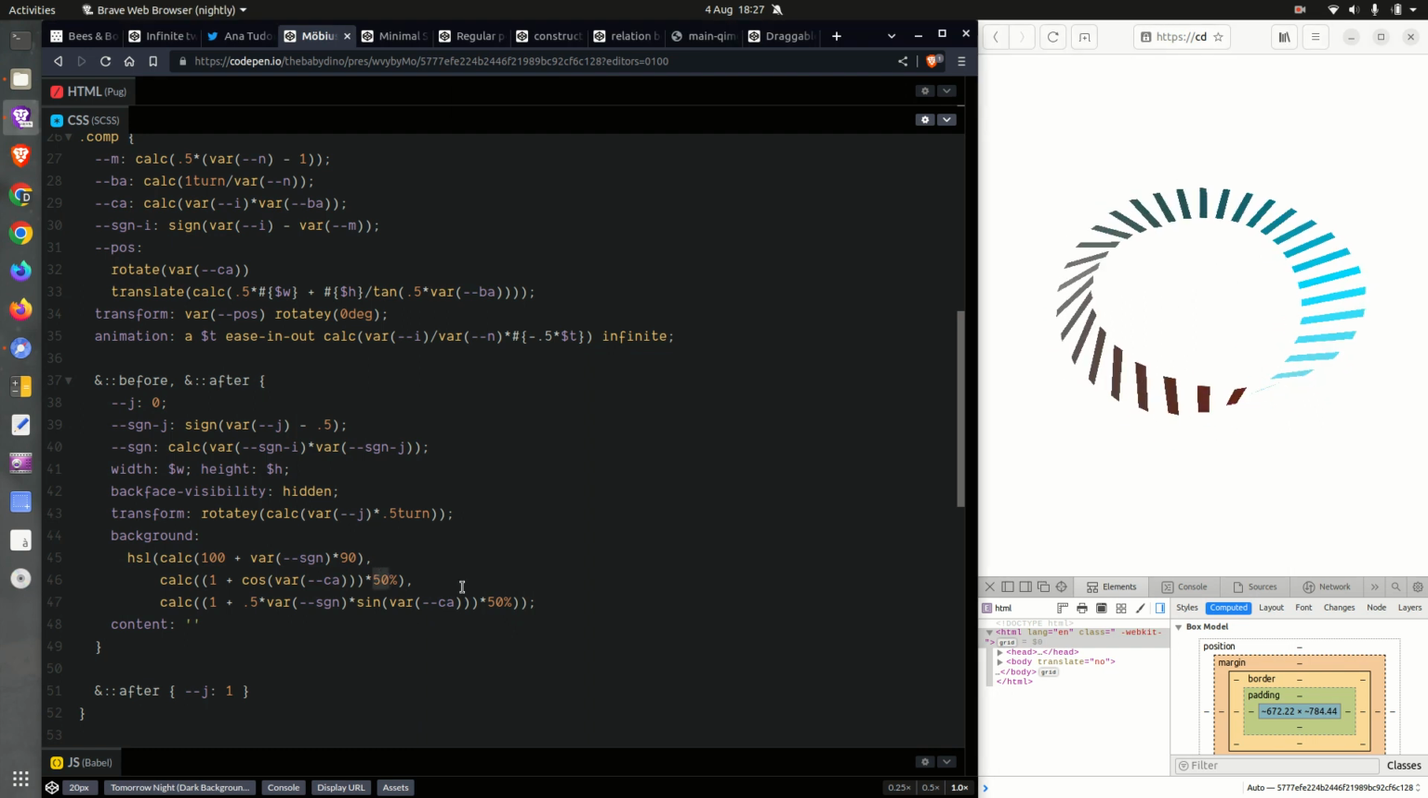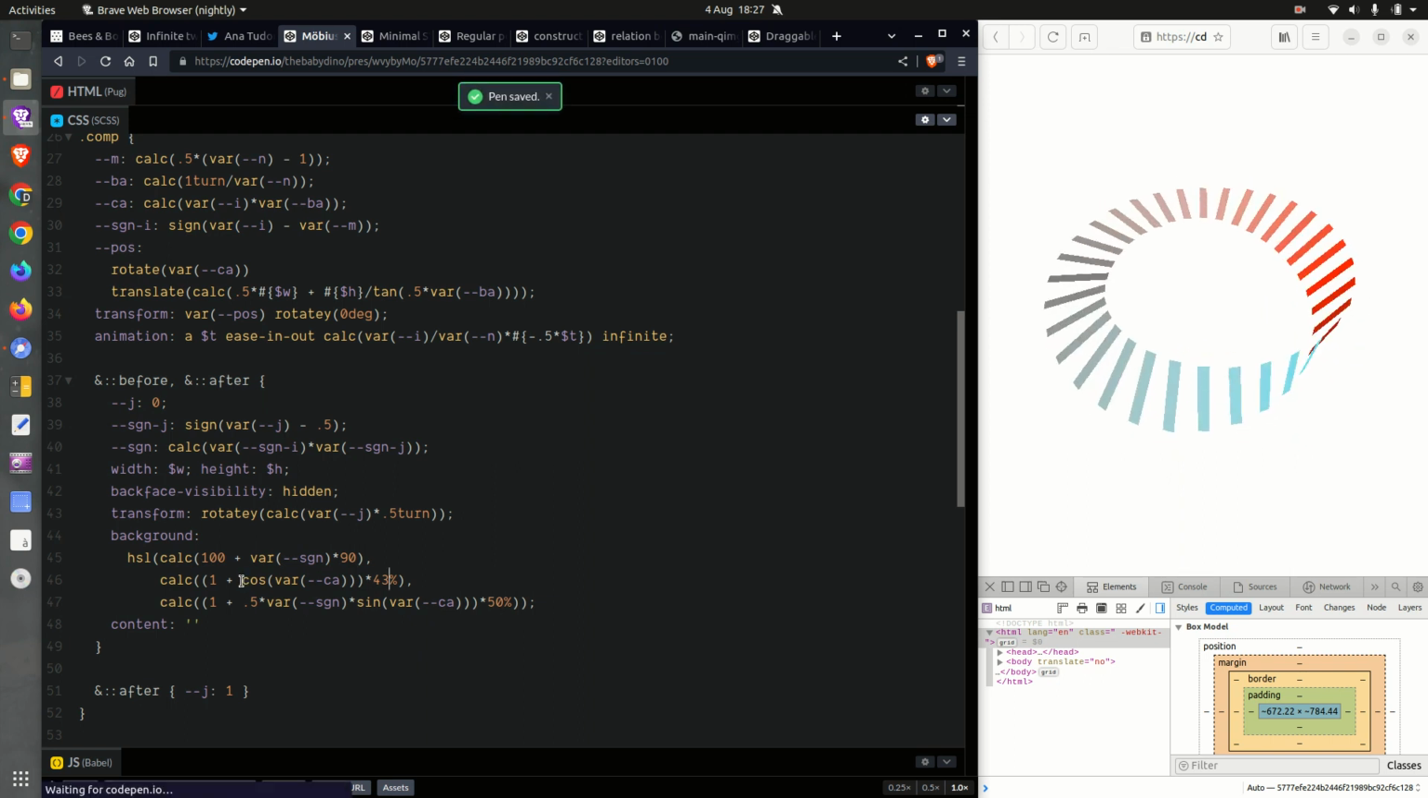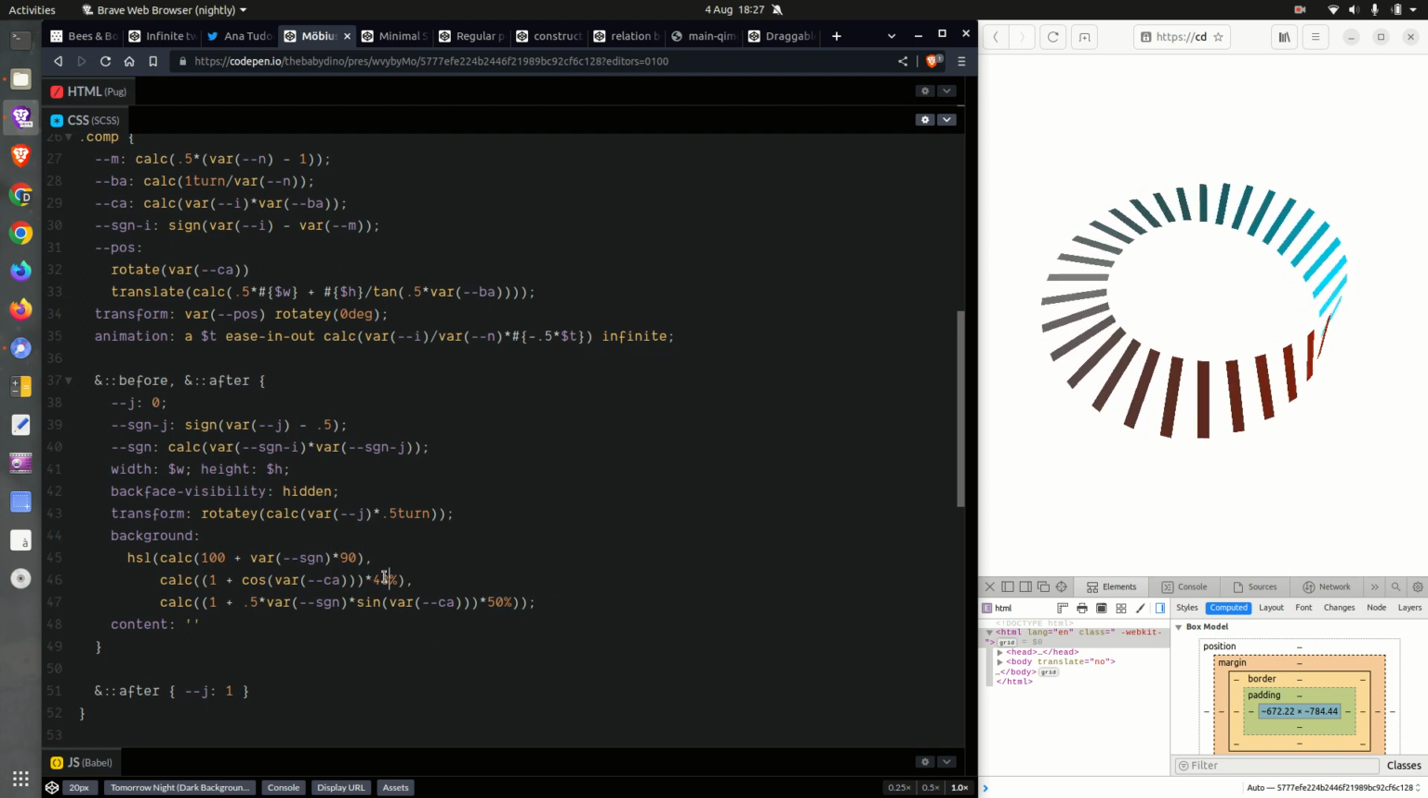Now for the saturation, we don't want to go all the way up to 100% saturation. Let's say we only go up to 86%. So if the cosine is 1, then we have 1 plus 1, 2, times 43, that's going to be 86. So yeah, that's a lot nicer. So I'm just going to leave it at this. I'm not going to tweak it any further because it's quite resource intensive for a 16-year-old laptop.